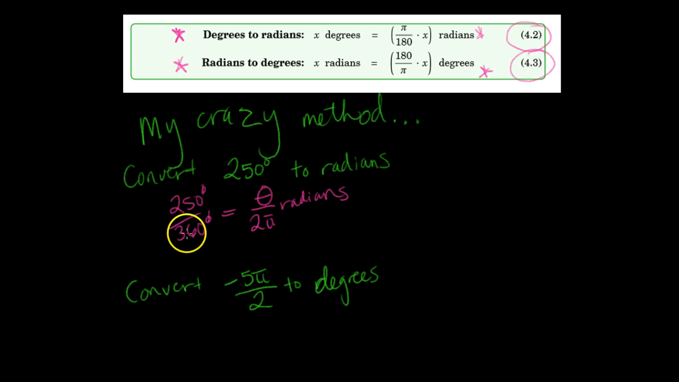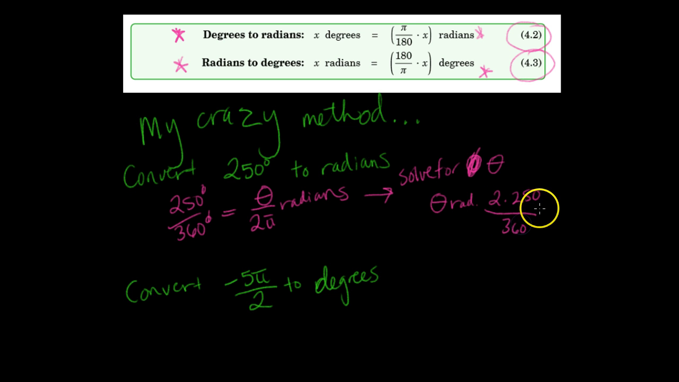All right? So the degrees cancel out. We can simplify this, 25 over 36. Don't think that's necessarily a nice fraction, but you just solve with that. I'm going to solve for theta. So if I get theta by itself, I have theta radians is equal to 2 times 250 over 360, and I've got a pi out there, because I brought the 2 pi over to the other side. I don't know, maybe this isn't the best way, but I like it. So then you have 25 over 18 pi, so that's 25 18ths pi.